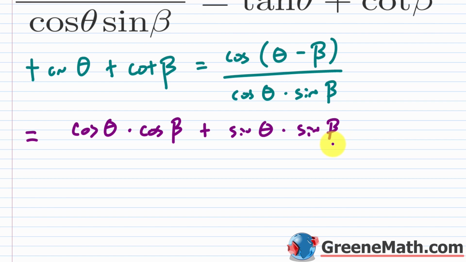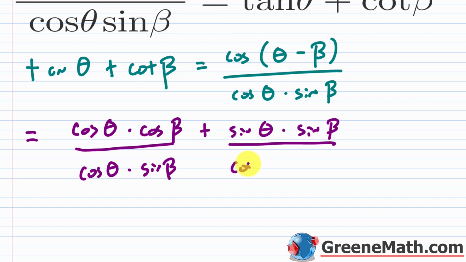Okay, now what you could do is actually split this up and put this part over this denominator. So this would be the cosine of theta times the sine of beta, and then put this part over the denominator. So the cosine of theta times the sine of beta. Again, if you are confused about this, you have a common denominator, so you could write it as the cosine of theta times the cosine of beta plus the sine of theta times the sine of beta over the common denominator of the cosine of theta times the sine of beta.